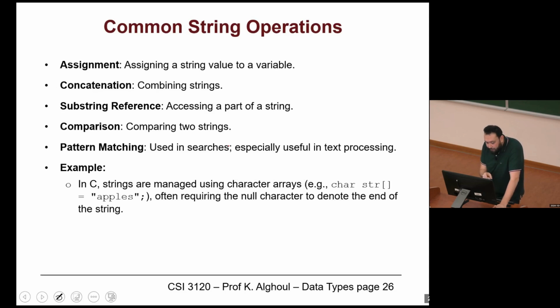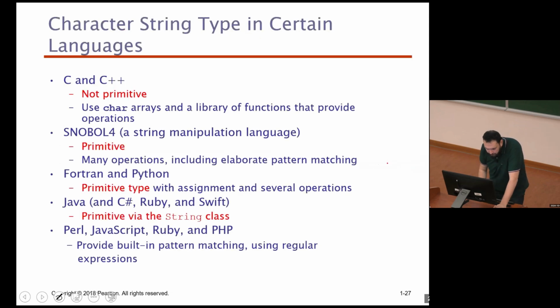So the first example is what Alps gave. In C, it's actually used as an array of characters. So char str is going to be this. That means I'm going to create an array and put A, P, P, L, E, S in it. Now, this is from the book.